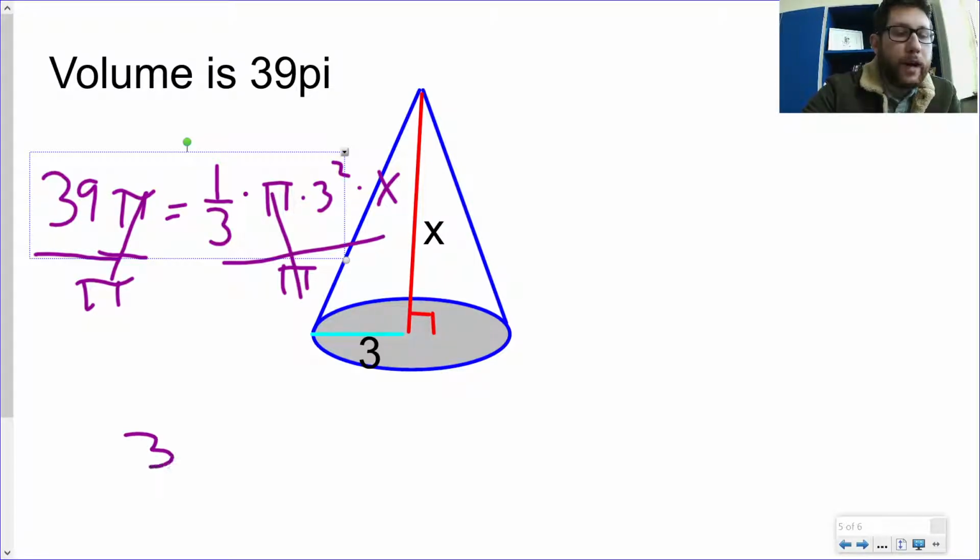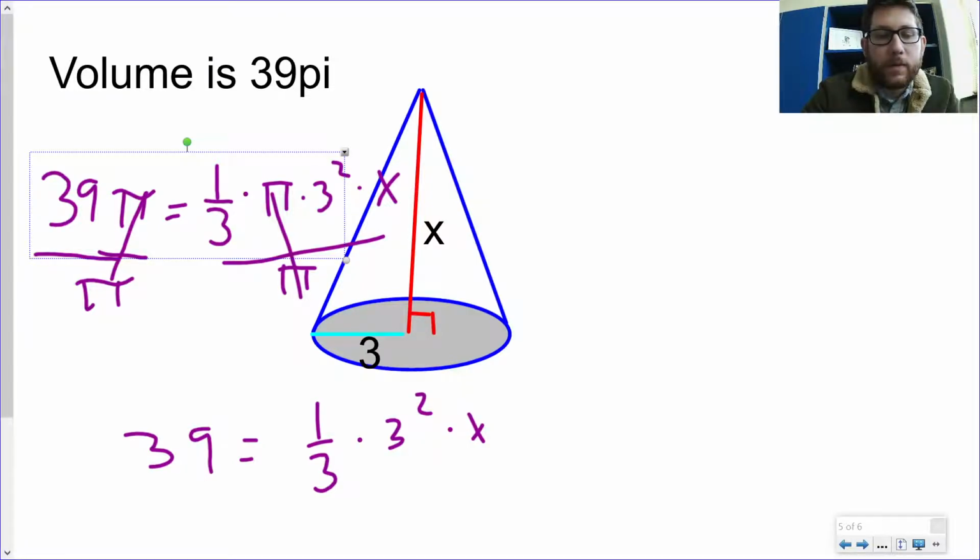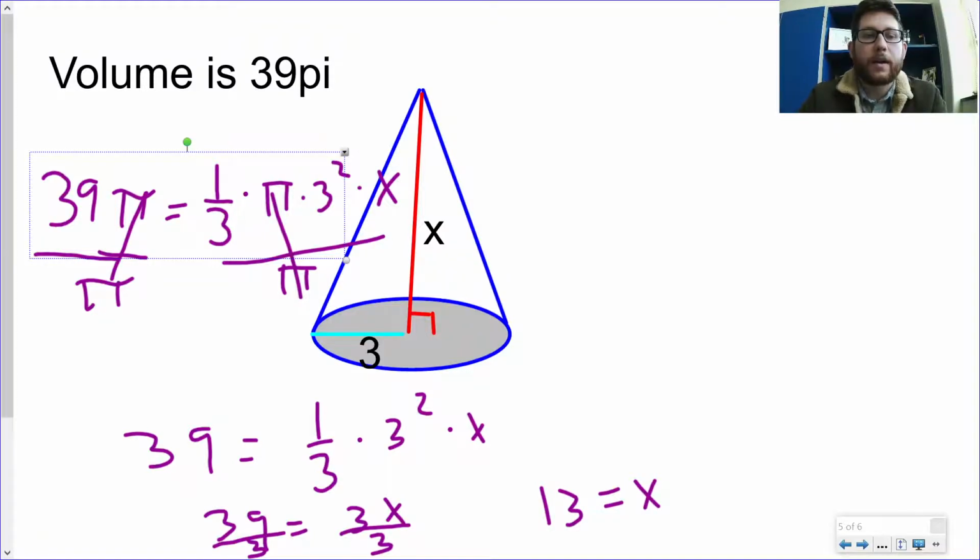So now I've got 39 is equal to 1/3 times 3 squared times x. Hopefully I recognize that 1/3 times 3 squared, well, that's just equal to 3, right? So I've got 39 is equal to 3x. And I'm going to divide both those sides, running out of space here, by 3, and I end up at 13 is equal to x. So that would be the height of this cone.